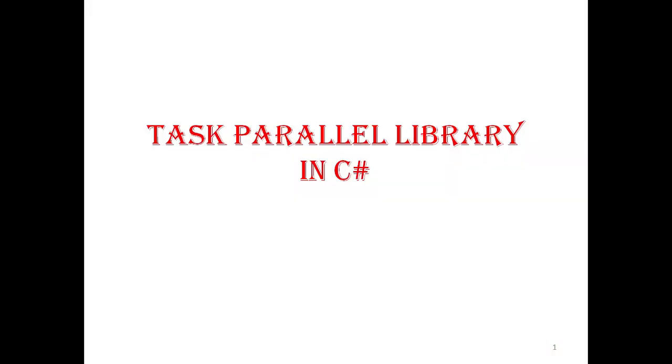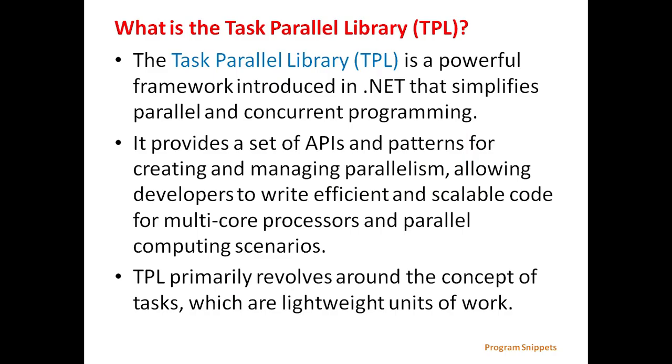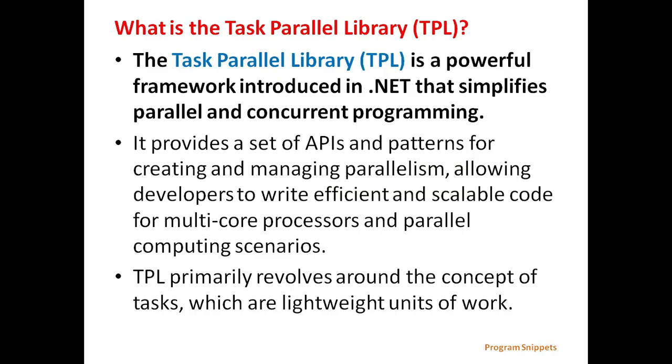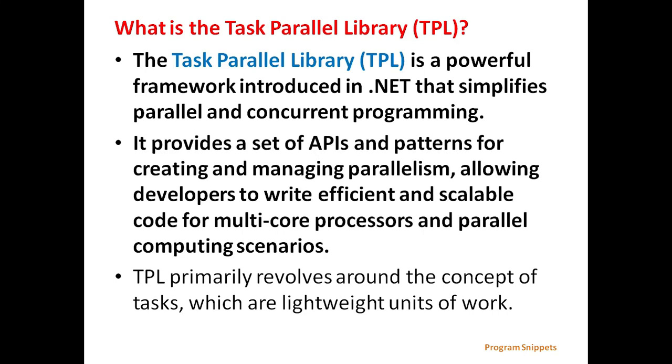Here we will see Task Parallel Library in C#. First we will see what is Task Parallel Library. The Task Parallel Library, that is TPL, is a powerful framework introduced in .NET that simplifies parallel and concurrent programming. It provides a set of APIs and patterns for creating and managing parallelism, which allows developers to write efficient and scalable code for multi-core processors and parallel computing scenarios.